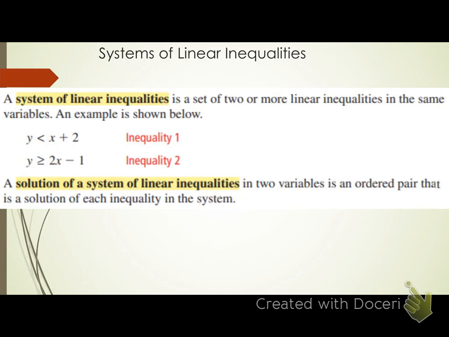A solution of a system of linear inequalities in two variables is an ordered pair that is a solution of each inequality in the system. So once again, very similarly to our systems of equations, for an ordered pair to be a solution to my system, it must be a solution to both inequalities at the same time. Does that make sense? If it's a solution of one but not the other, it's not a solution to my system as a whole. Okay? It's got to make both inequalities true when I plug it in.